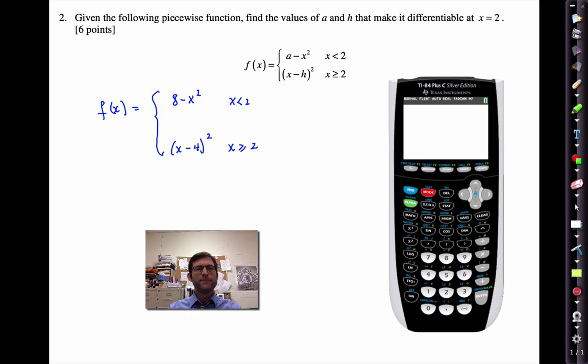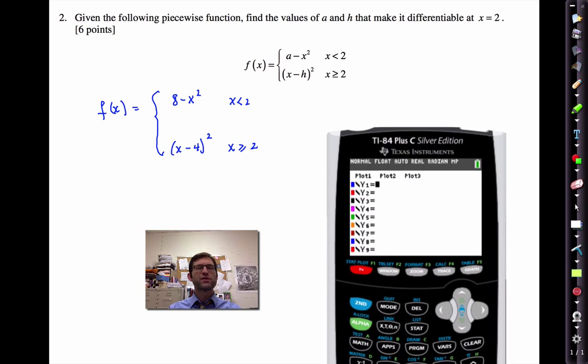So let's go into Y1. All right. Now here's where the weirdness starts. We're going to put the first formula in parentheses, all right? So I'm going to put in parentheses 8 minus x squared. Now I'm going to close the parentheses. Now I'm going to put another parentheses. I'm literally going to multiply this formula by something. What I'm going to do is put in that x less than 2. So I'm going to put in x.